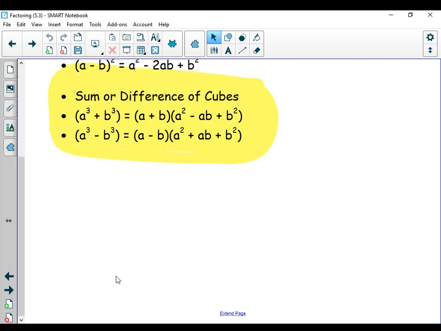Okay? Go ahead and write this formula down. There are two of them. Notice how there's a sum and a difference. We only had difference of squares because you can't take the square root of a negative number. I mean, you get imaginary, but you can take the cube root of a negative number. So that's why that is an option.